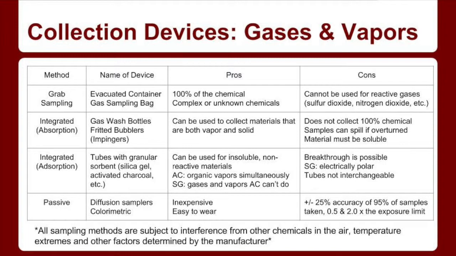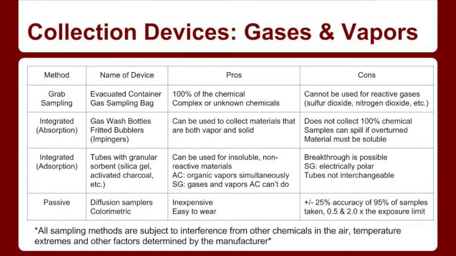The advantage of these sampling methods is that they collect 100% of the chemical, making them perfect for complex mixtures or unknown gases and vapors. The downside is that they cannot be used for reactive gases such as sulfur dioxide, nitrogen dioxide, and hydrogen sulfide. Using the integrated method, there are two techniques that can be used: absorption with a B as in Bravo, and adsorption with a D as in Delta.